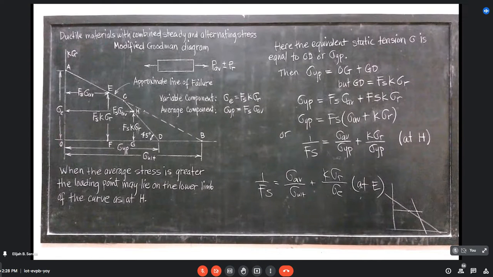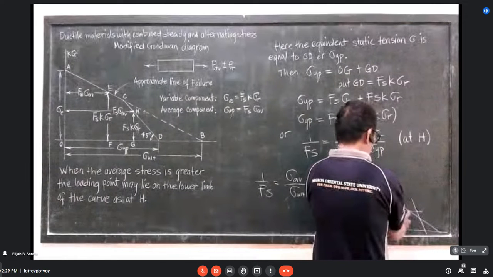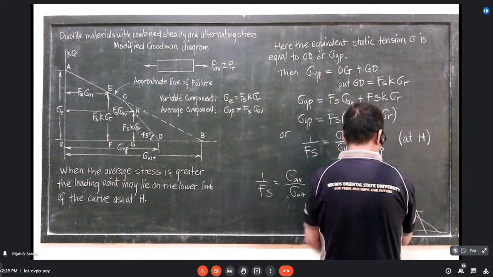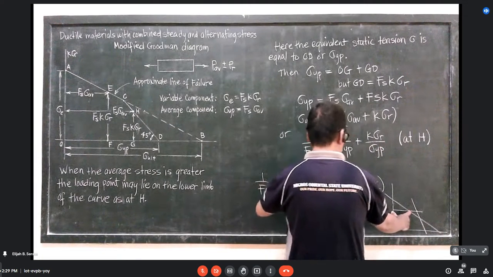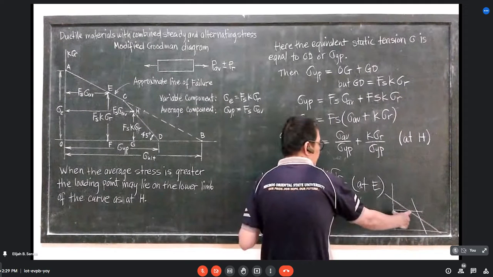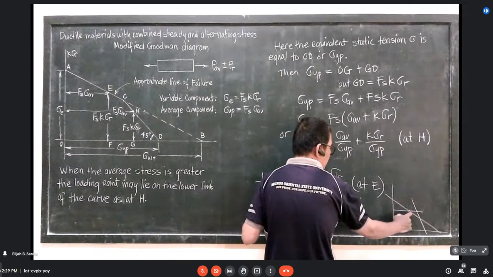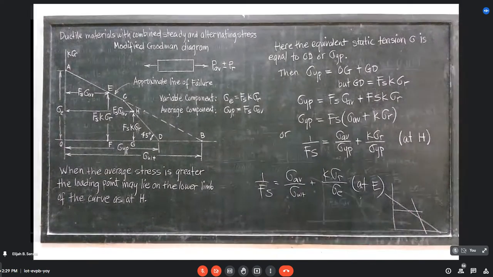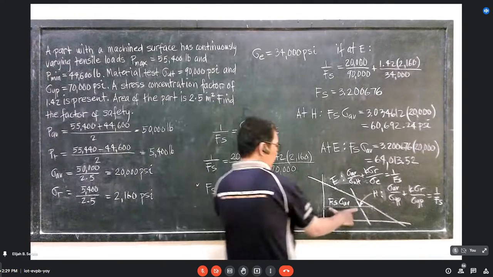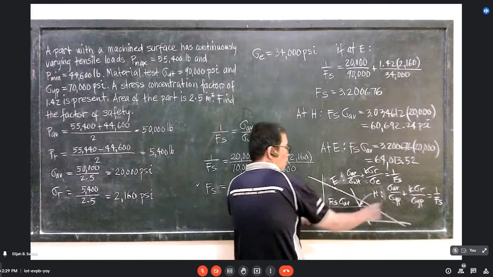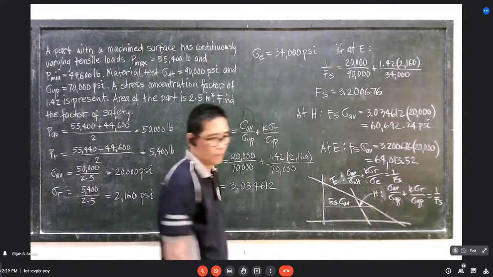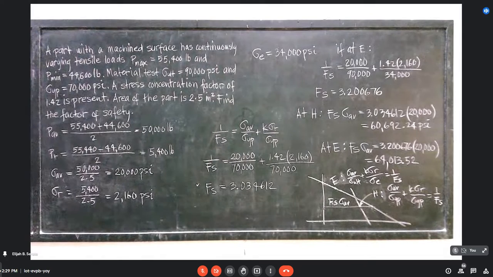In both cases, the factor of safety of the average is lower for that one, right? The lower factor of safety is the one that applies. So the lower factor of safety times the average is what you take. Do you understand?